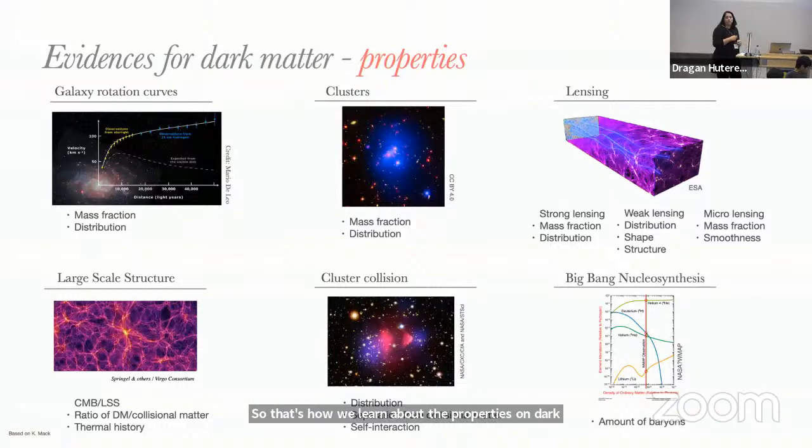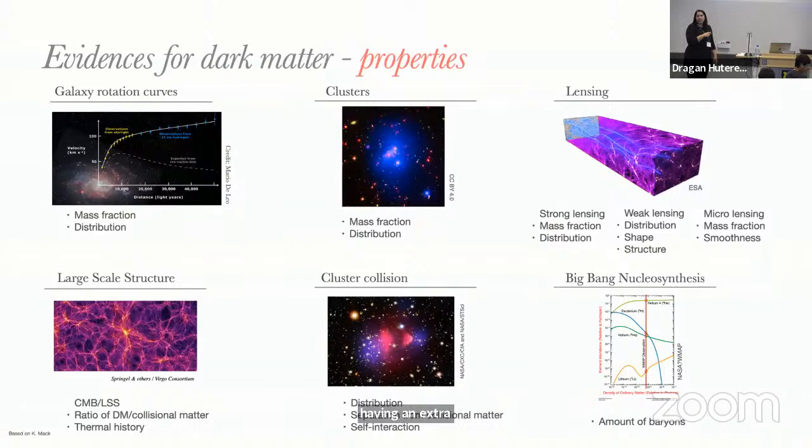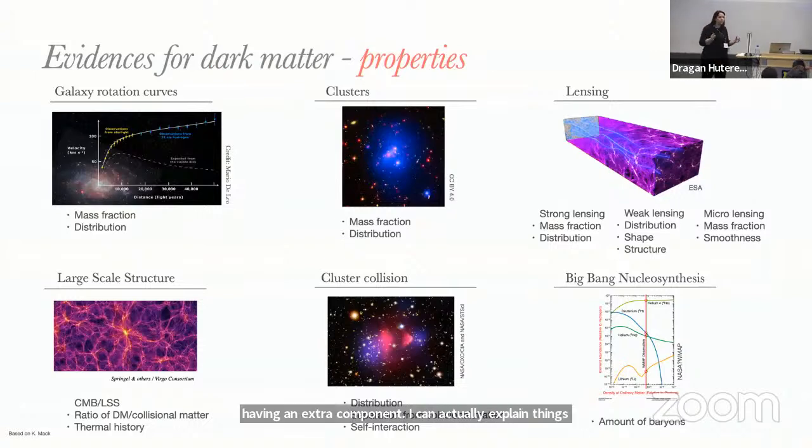We get each of those different observations on different scales, and each of those is going to tell us a little bit about how this new component, which we assumed to explain all of those, behaves. And the beautiful thing about dark matter is that with one explanation, having an extra component, I can actually explain things on galactic scales and large-scale structure.